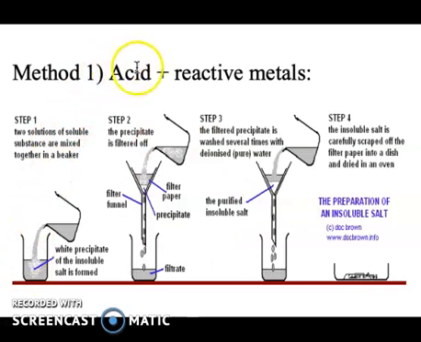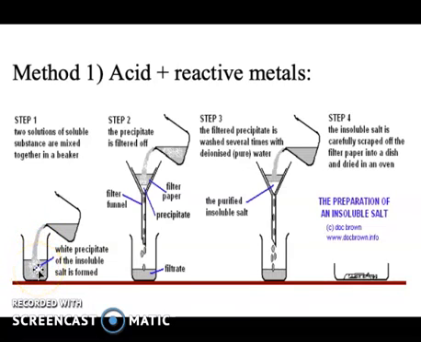Method 1 is acid plus reactive metals. So the first step is, in two beakers there is a liquid solution. In this beaker also there is a liquid solution, and in this beaker also there is a liquid solution. When the solution is put in this beaker, the solutions of soluble substances are mixed together in a beaker. Now both of these are liquid, but when this liquid is put into the second liquid, you can see the white precipitate of insoluble salt is formed.